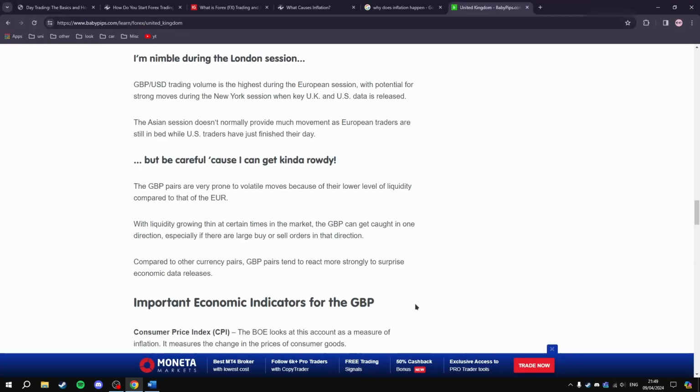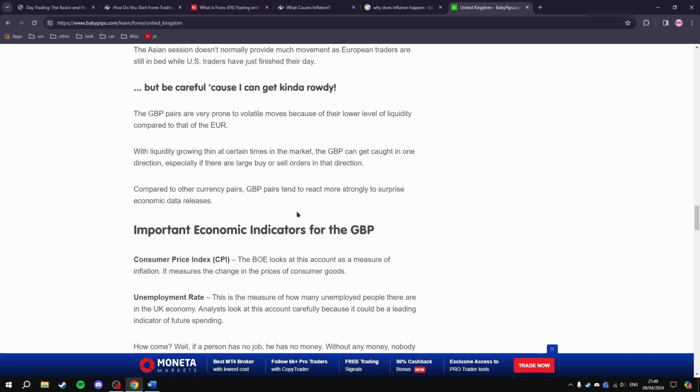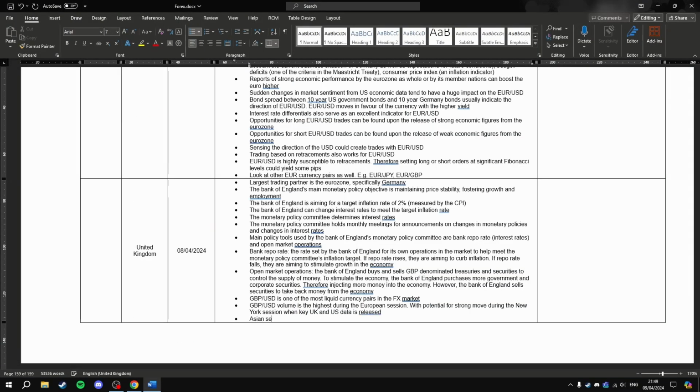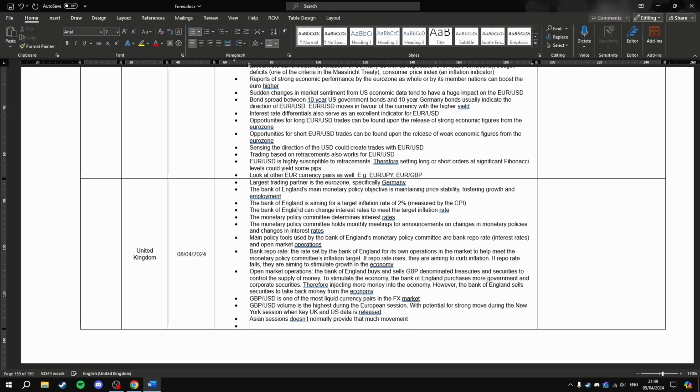The Asian session doesn't normally provide much movement as European traders are still in bed while US traders have just finished their day.